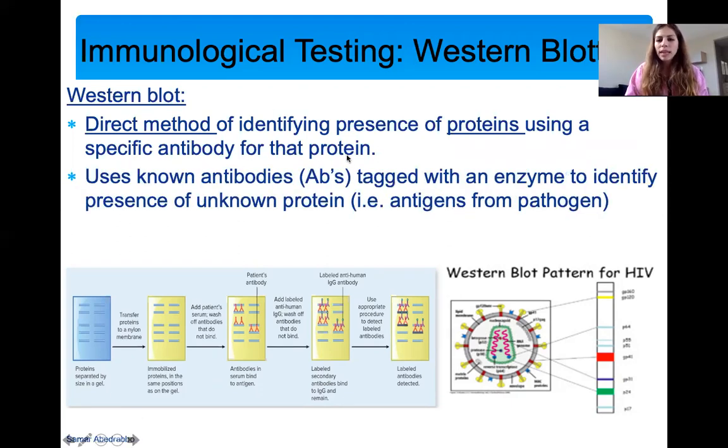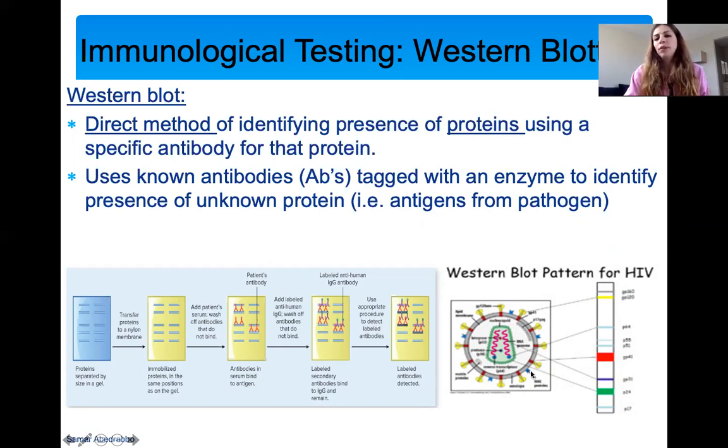And so we use known antibodies tagged with an enzyme to identify the presence of an unknown protein in a patient, or we use this a lot in research. And if you see the band, it means that a person does actually have that protein.